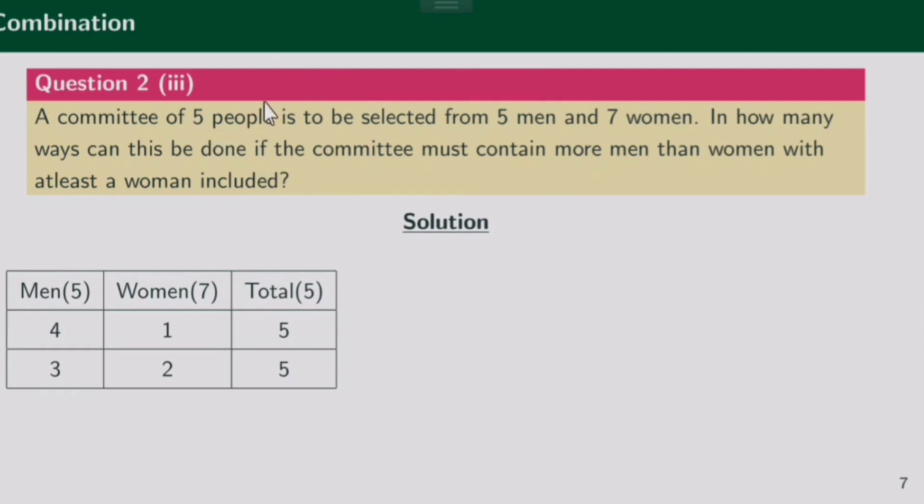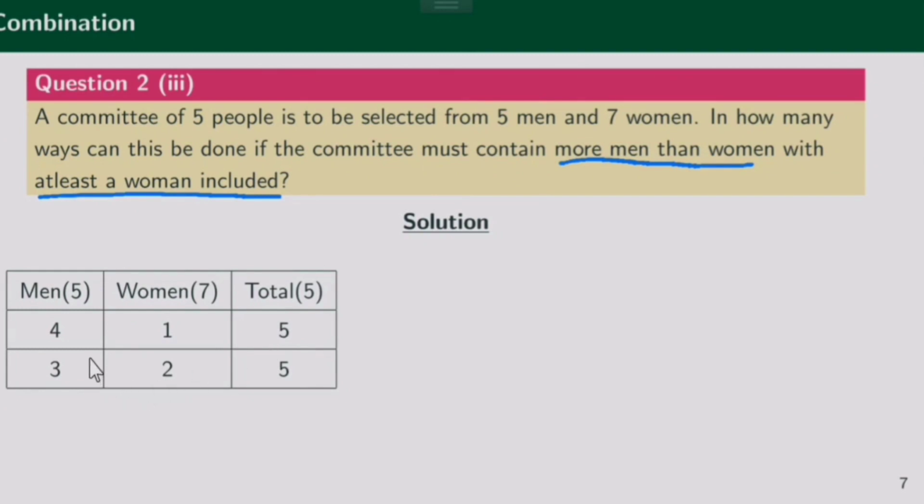And what are the conditions? The conditions are that there should be more men than women, with at least one woman included. Now, what are the possible ways by which we can form a group with these conditions? The first way is that I can select 4 men from 5 and 1 woman from 7. If I add them, I'll have 5, and the condition is fulfilled because there are more men than women and there is at least a woman included. So this is just one of the ways by which I can form that committee.